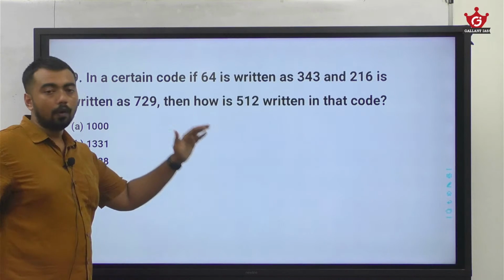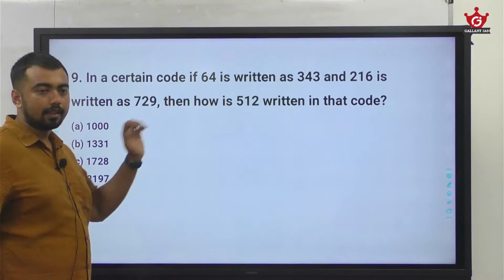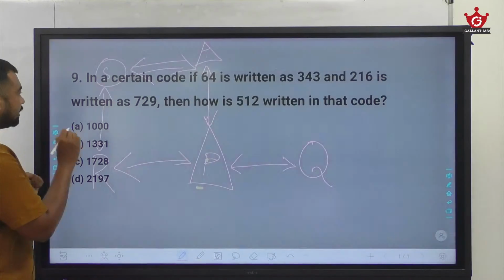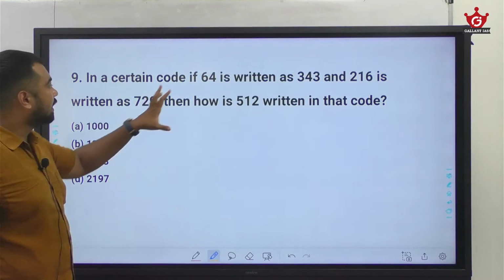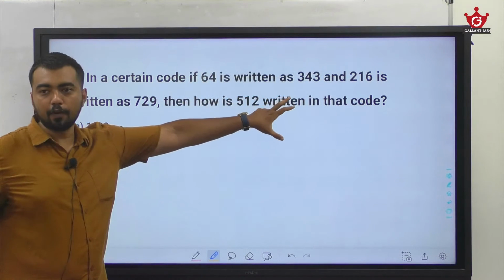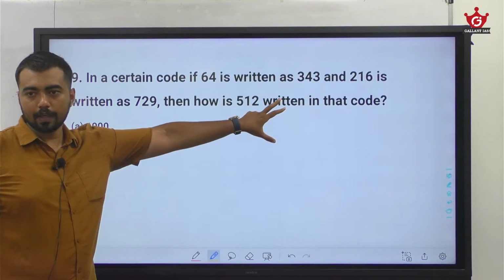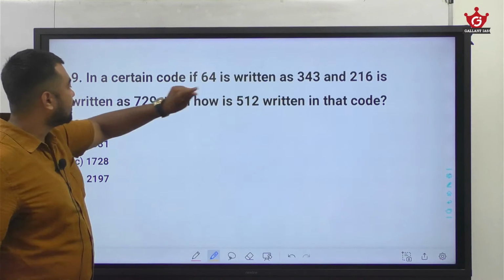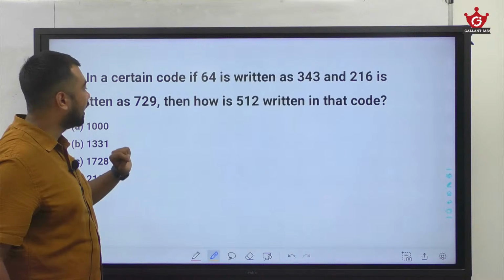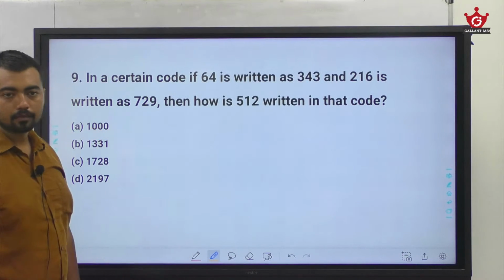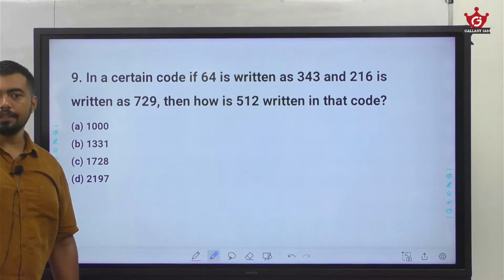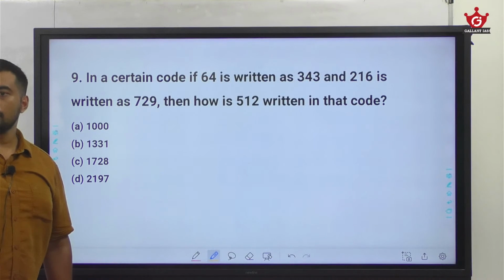In a certain code, so look at this question. This is an easier question. In a certain code, 64 is written as 343. 216 is written as 729. How is 512 written in that code? I'll give you a hint. Cube and cube root.